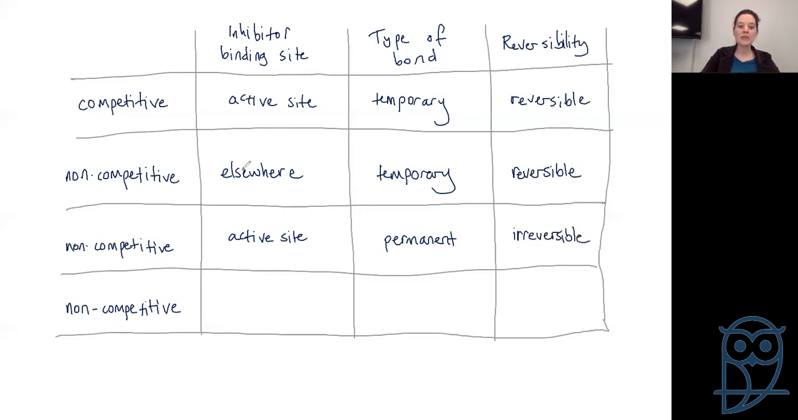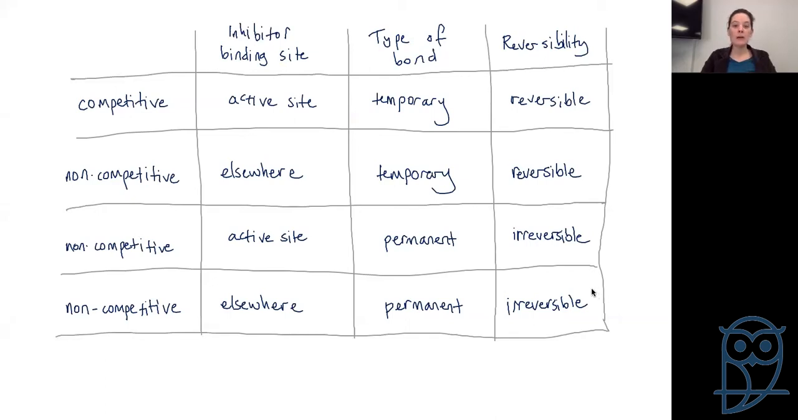So our last one, of course, is going to be elsewhere again. So we're bound somewhere else on the enzyme, not in the active site, but again with permanent bonds. And when we have permanent bonds, that enzyme is taken out. That active site is deformed forever now. So it is irreversible. Okay, so we've got now an idea that non-competitive is a lot more varied than competitive, because competitive inhibition has to be just like the substrate. Have we got any questions at this stage?